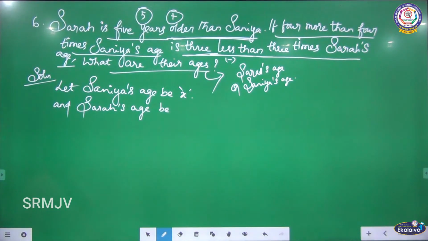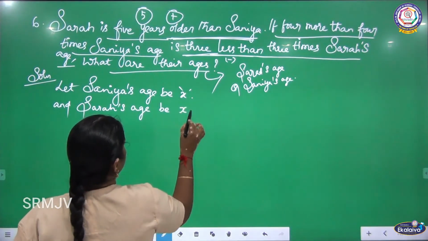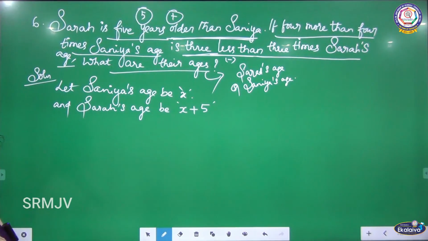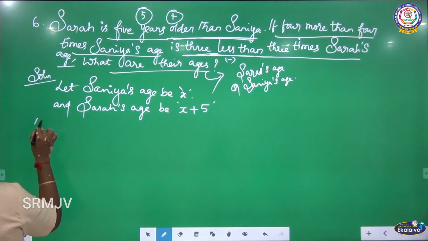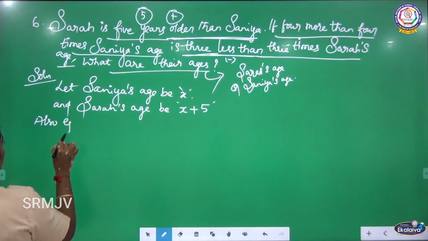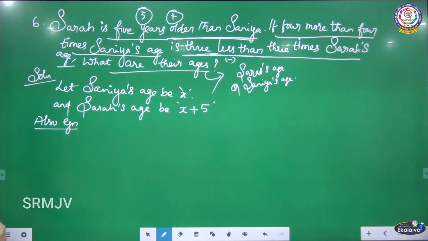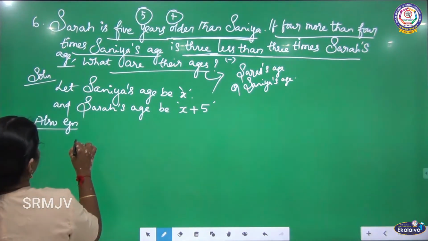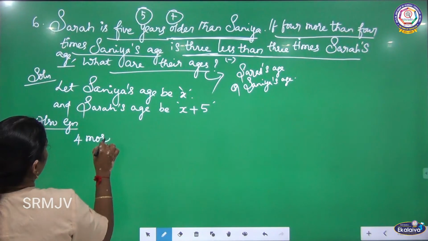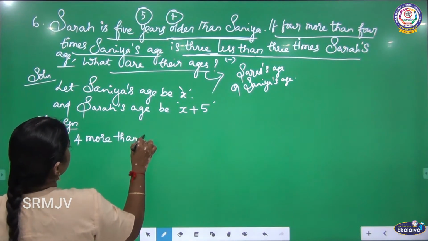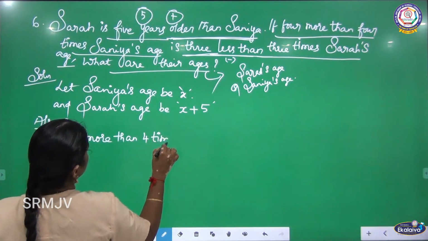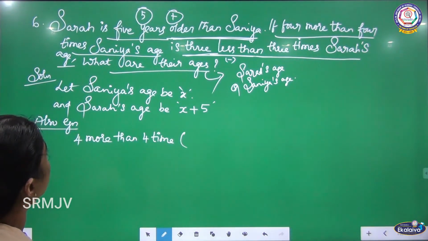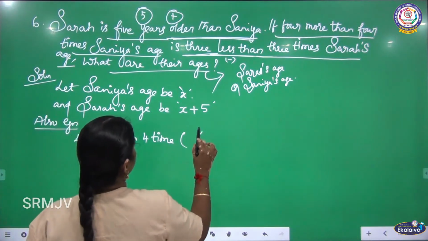So plus it should be. So x plus 5. Is it clear? Now they have given one more statement also. What have they given? 4 more than 4 times. Who is that? Sania's.